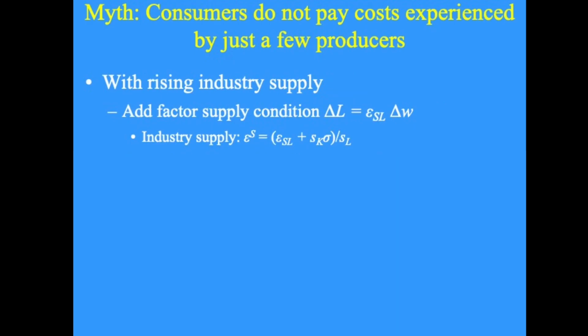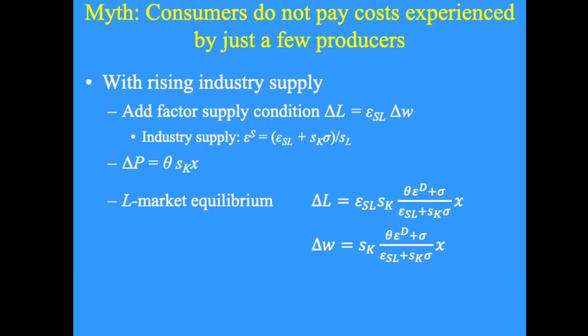For upward sloping supply, we add the factor supply condition delta L equals epsilon_SL times delta W, as we did for the Canadian auto market, where epsilon^S equals the quantity epsilon_SL plus S_K times sigma, all over S_L. The vertical shift of marginal cost is still X times S_K, whether the cost shock is targeted or uniform. The welfare loss to consumers is now P_y times theta times S_K for either cost shock. The L market equilibrium is a system of two equations.